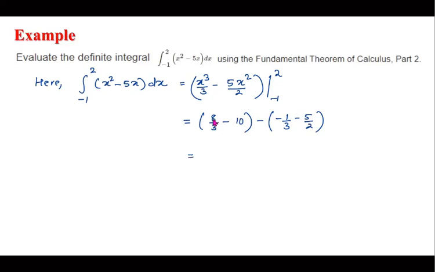Now the first part is 8 thirds minus 10. Okay, 8 thirds minus 10 is negative 22 thirds. Negative 22 thirds. And then minus, because these two are also minus, so a negative times a negative quantity will be positive. And then 1/3 plus 5/2 is 17/6, like that. And if we combine these two fractions, you should get -9 over 2. So that is the value of the definite integral, and we evaluated this using the fundamental theorem of calculus.